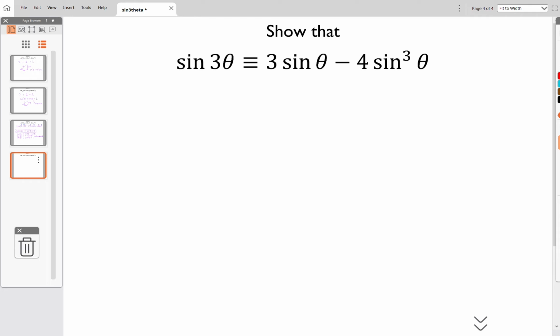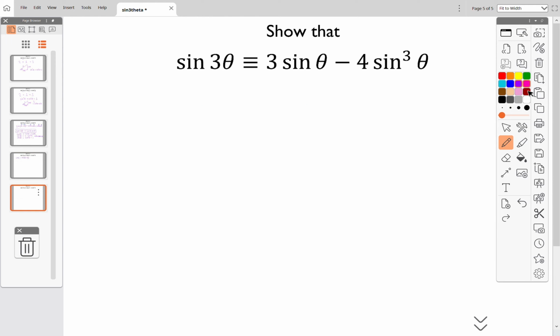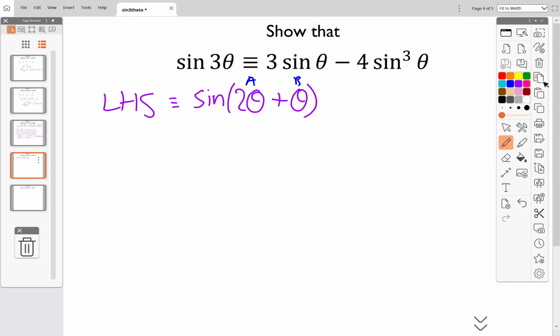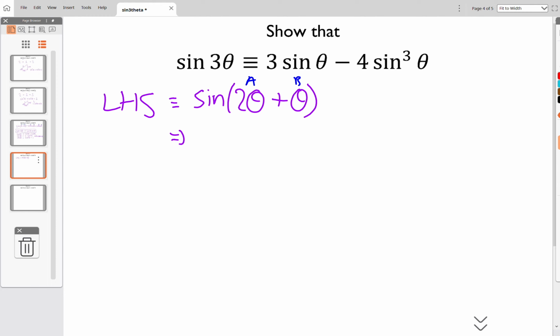So the left-hand side we could say is equivalent to sine of 2 theta plus theta, because 3 theta is 2 theta plus theta. Now we can use our compound angle. If we call this A and we call this B, and using what we had previously, we can say that this is equivalent to sine 2 theta multiplied by cos theta plus sine of theta multiplied by cos 2 theta.